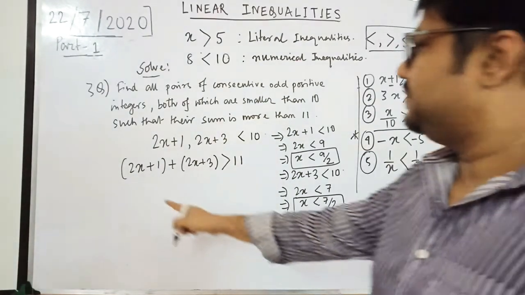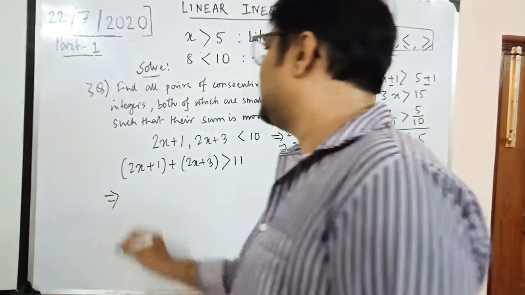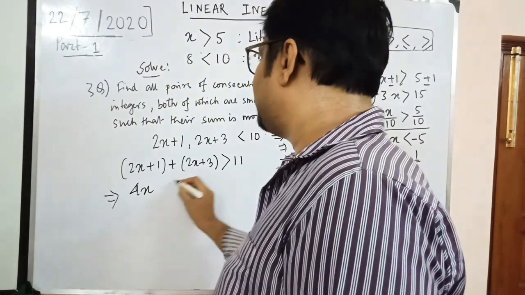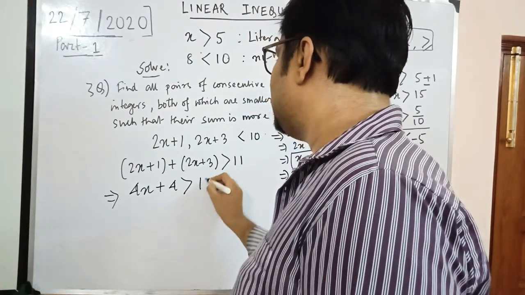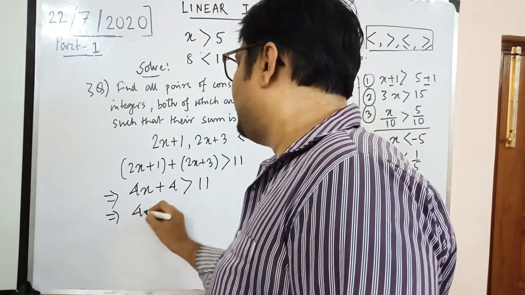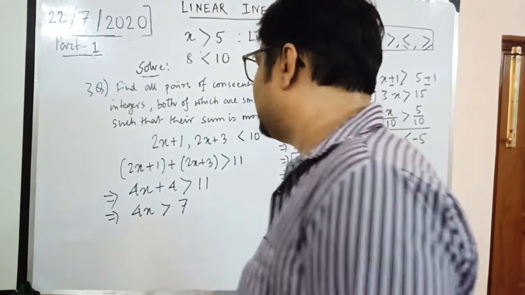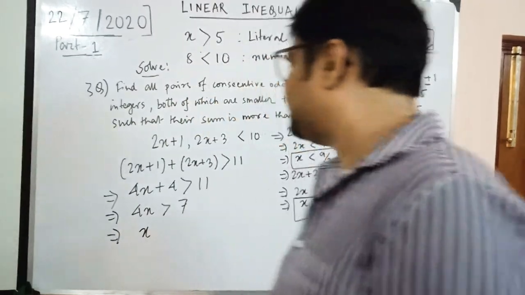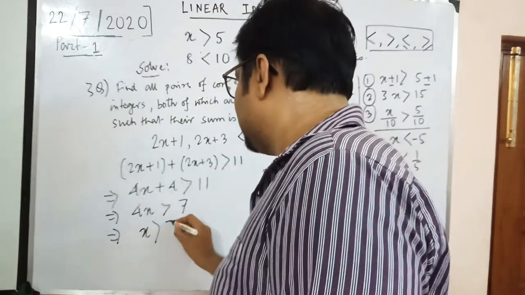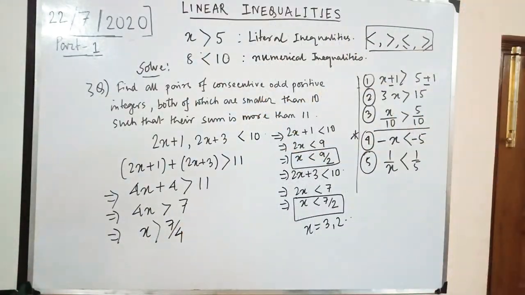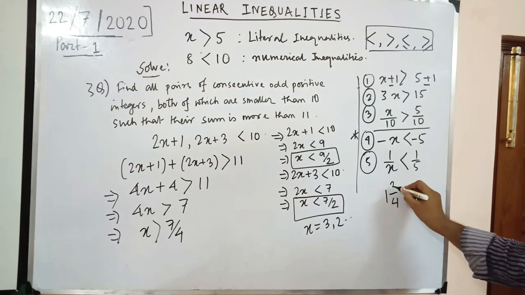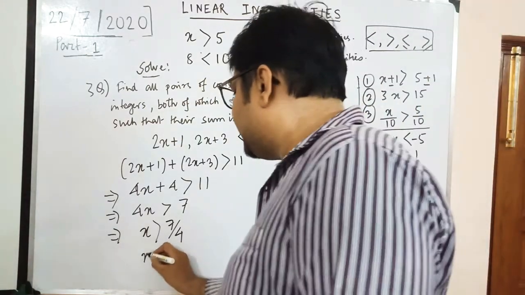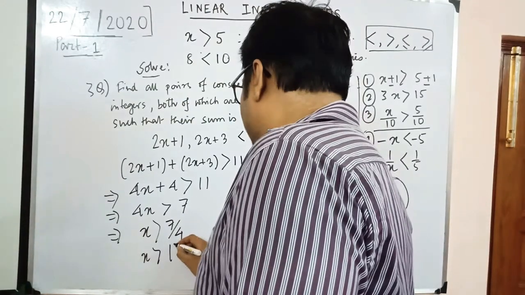Now if we solve this inequality, sum is more than 11, we get what? We get 4x plus 4 is greater than 11. That means 4x is greater than 7. Or we get x greater than 7 by 4. So 7 by 4 is a number. So that means basically x greater than 1 whole 3 by 4.